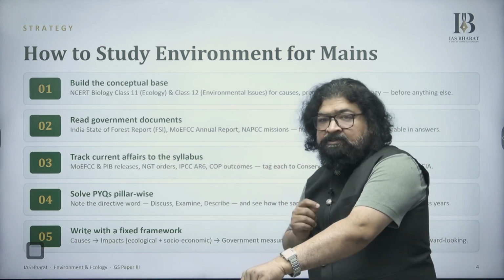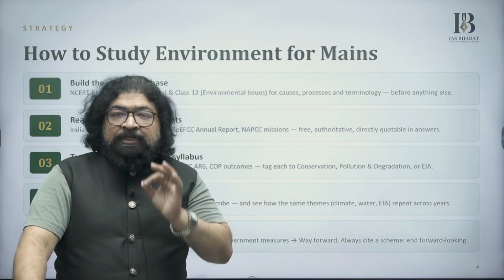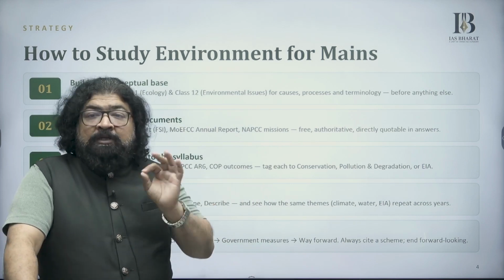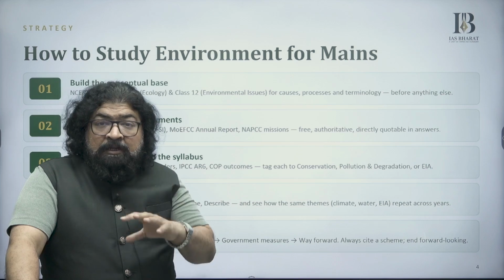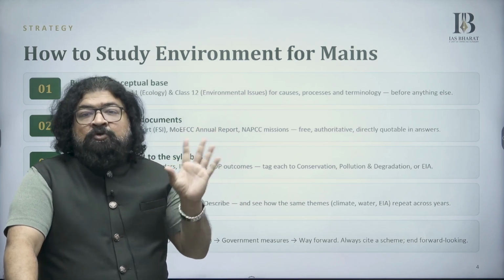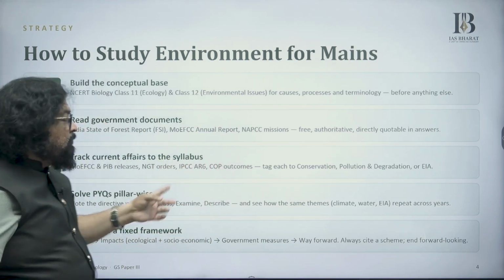Now, track current affairs. Current affairs become the core of the environment subject. You have to read The Hindu newspaper and Indian Express thoroughly, whatever the concerns and environmental problems which are under discussion. You have to understand the nitty-gritty of those problems and solutions, right? That becomes very, very important here.